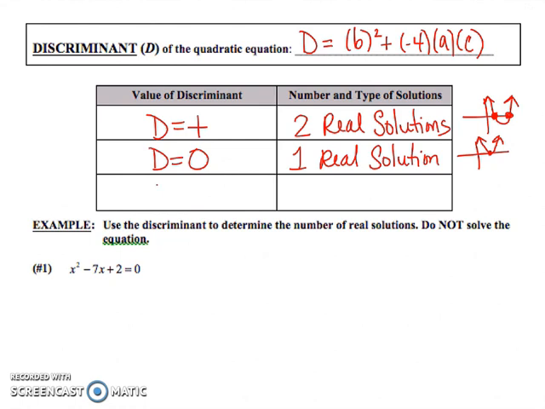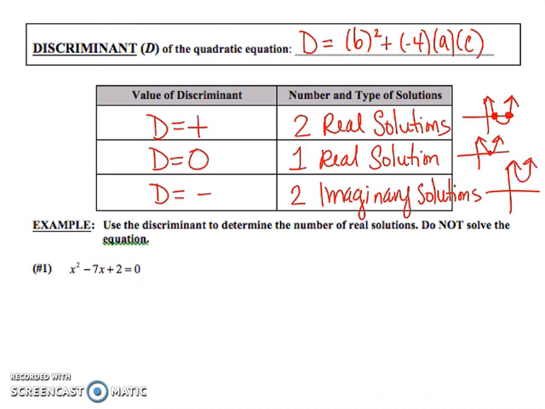And then finally, the third option is that your discriminant could be a negative number. If you have a negative number as your discriminant, then you have a negative value under the square root. And we all know that negative numbers under the square root are imaginary. So this is a situation where we would have two imaginary solutions. Now, graphically, if your parabola doesn't have any real solutions, then that means that it never crosses the x-axis. So maybe it's floating up above or maybe it's floating down below.